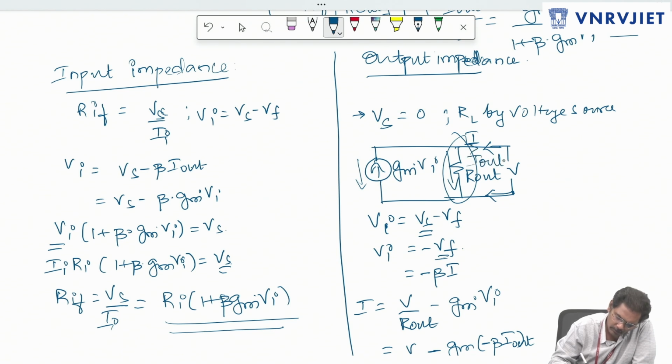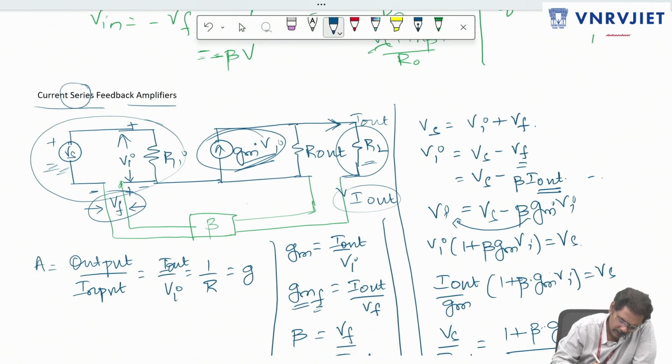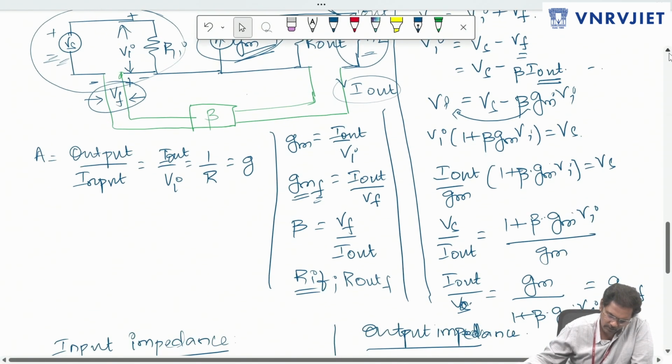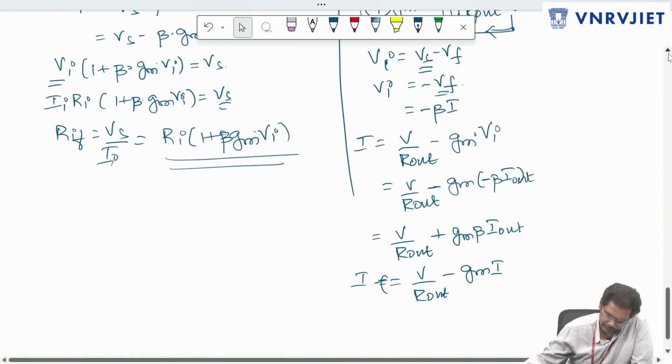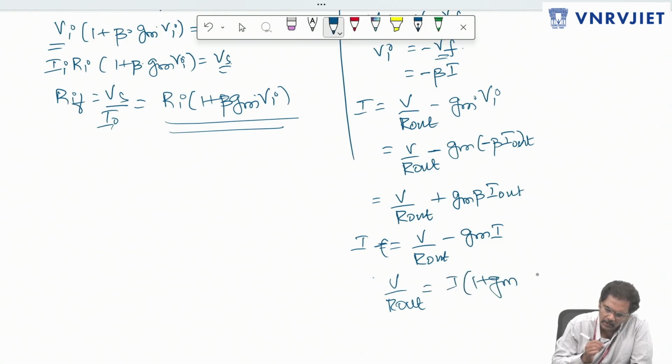Why does it have to be in the opposite direction? Let me take you to this part. See here, the I out is here, right? So we are taking that part and bringing it here, right? So I'm going to write it like this, minus I. So if I do that, we will get V by R out is equal to I times 1 plus Gm, I think I missed the beta value. Yeah, it's beta here. So V by R out, that is the output impedance.